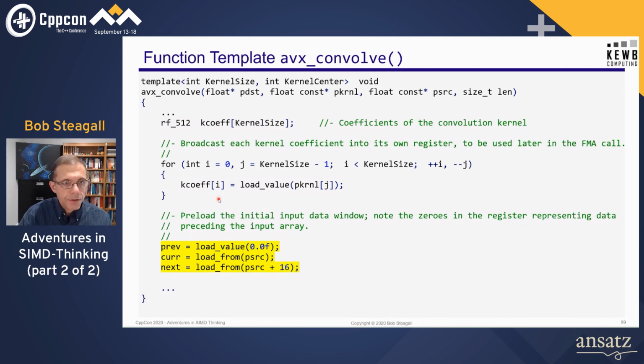The next thing I'm going to do is pull some data out of memory and load it into registers, my previous, current, and next registers. My previous register I'm going to load with zeros to handle the boundary condition. My current register I'm going to read from the beginning of my memory buffer where I want to perform the convolution. And my next register I'm going to read from the next register's worth of data past the first read.